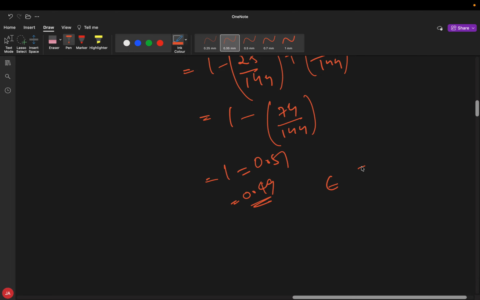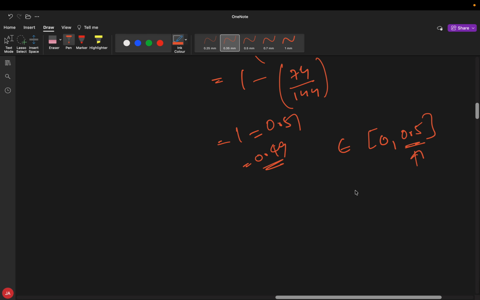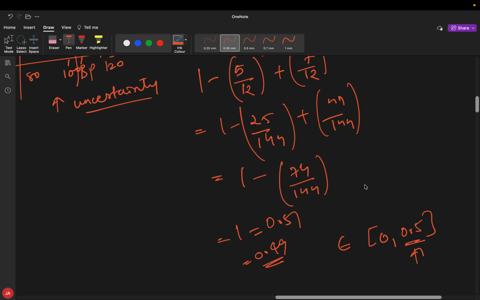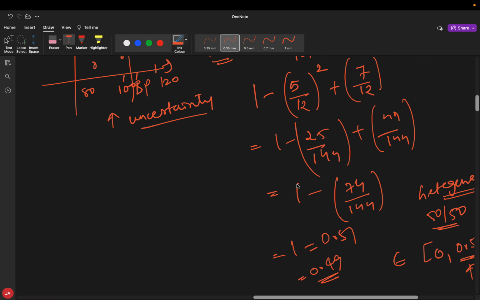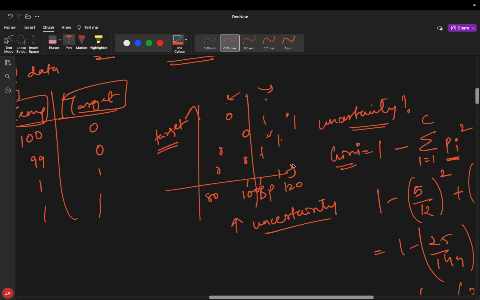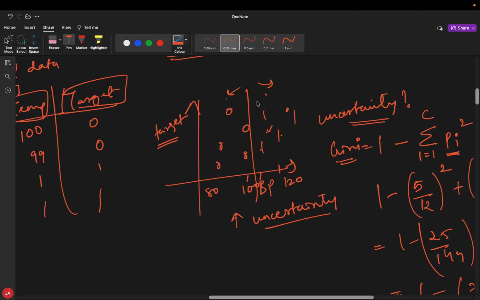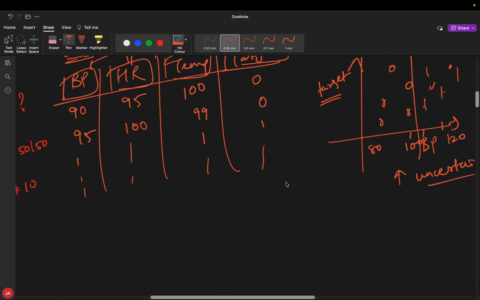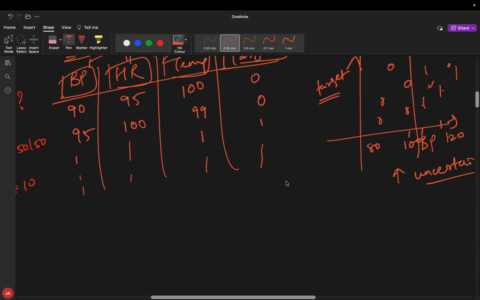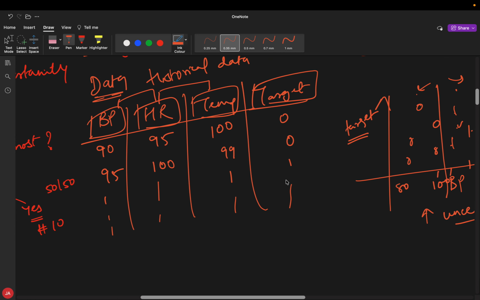As the Gini index lies between 0 and 0.5, 0.5 means the data is very heterogeneous. There is a 50-50 split between classes, so this feature and this threshold cannot tell with certainty whether the patient is normal or not. It cannot segregate the class.